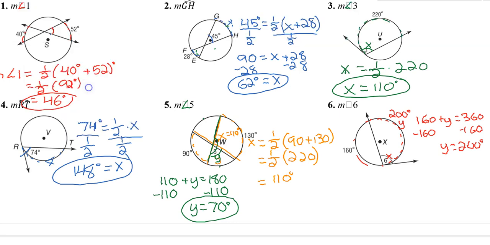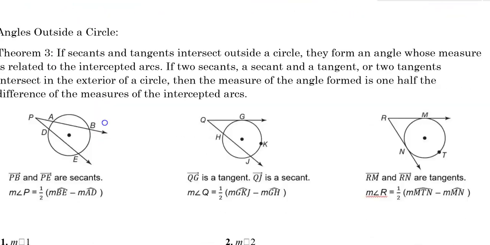Then I can use that to solve for my x. X equals 1/2 times that arc. So x equals 100 degrees. Okay. All right, let's look at our next set of problems.